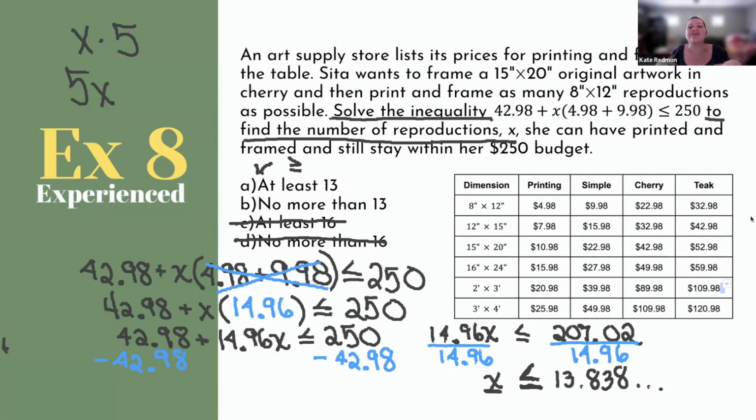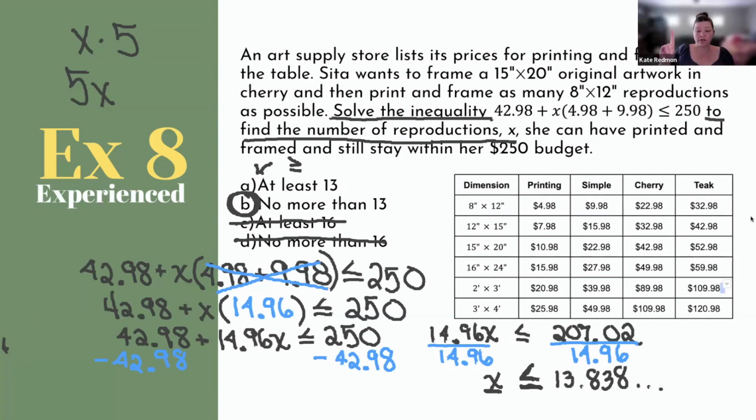So this girl can buy no more than 13 reproductions. If she buys more than that, she's going to go over her budget. Well, for one, I'm thinking about rounding, but I don't see rounding anywhere in this problem. And again, it's because it's the real world. You want to round up to 14, right?